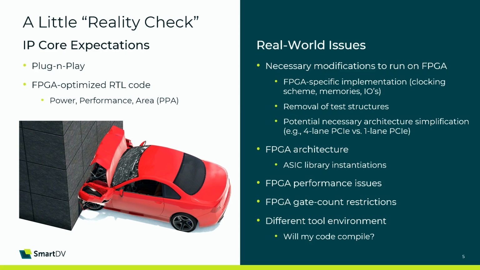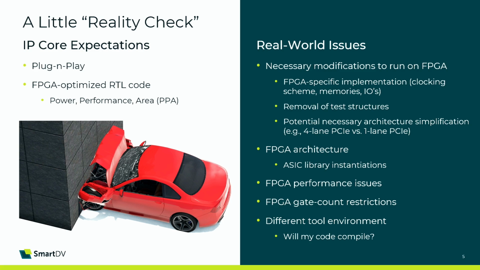And now let's come to a little reality check. I believe that this is a very important topic because typically when an IP core is purchased, it is assumed that this is a plug-and-play solution. A plug-and-play solution that allows you to import FPGA optimized RTL code, optimized for either power consumption, performance, or also area. But here, we have to face a situation that the IP core was developed typically for ASIC structures, not for FPGA. And this, in the real world, makes it necessary to apply modifications to the RTL code.